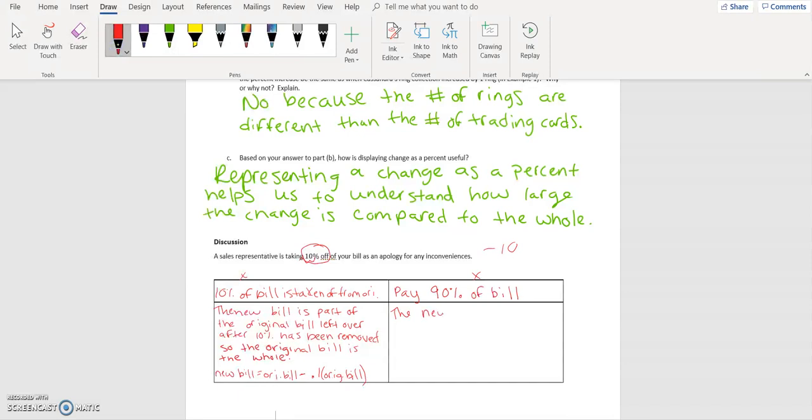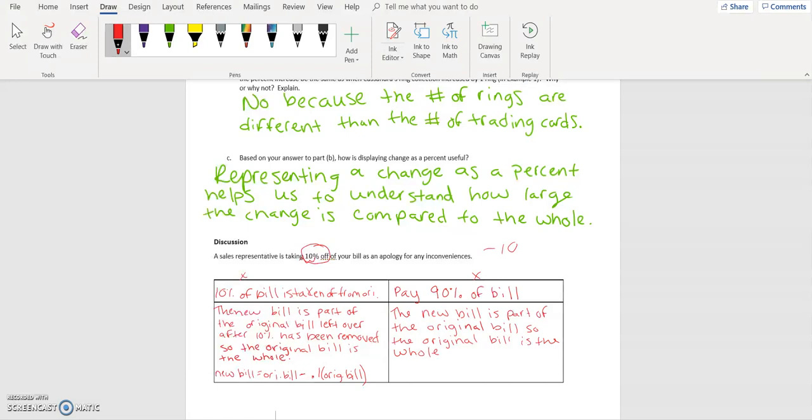The new bill is part of the original bill, so the original bill is the whole. So in both cases, our original is the whole.